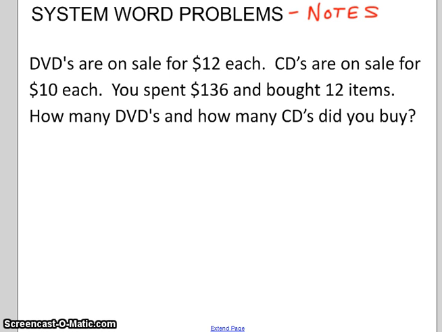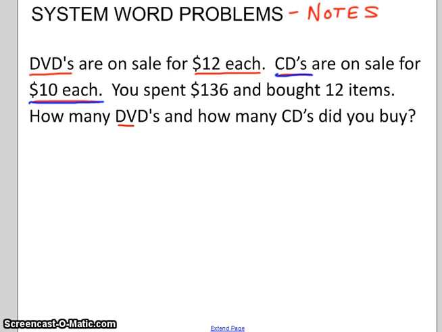DVDs are on sale for $12 each. CDs are on sale for $10 each. You spent $136 and bought 12 items. How many DVDs and how many CDs did you buy? So we have DVDs that are $12 each, and we have CDs that are $10 each. Oops, I said I was going to use different colors. You spent $136 and bought 12 items. How many DVDs and how many CDs did you buy?